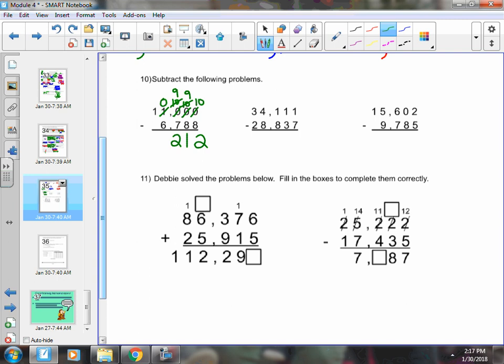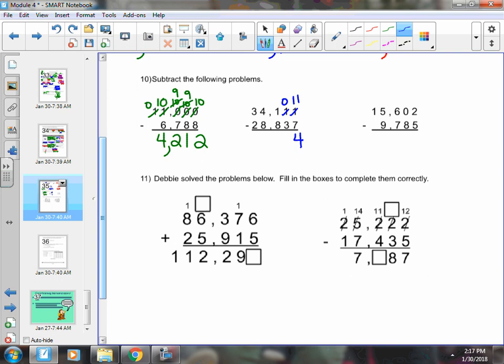0 minus 6, I can't do that. So I'm going to take one of my 10,000s and add 10 to the thousands place. Now I can do it. 10 minus 6 is 4. Okay, the one in the middle, I can't do 1 minus 7. So I'm going to take one away, break it up into 10 little pieces, add it to the one that's already there, make it an 11. Oftentimes kids write a 10. 11 minus 7, I'm going to subtract as soon as I'm able to, is a 4.